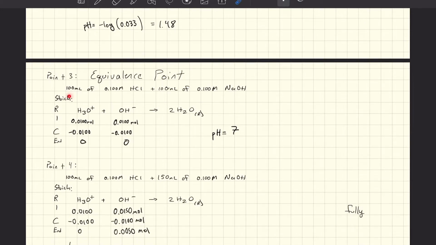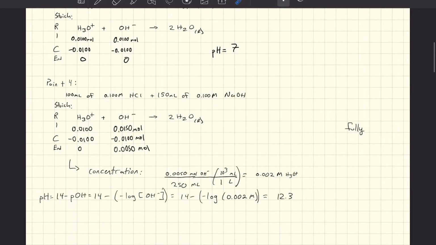Then we get to the equivalence point, when the things are present in chemically equivalent amounts, so equal moles of each, which for these two solutions is 0.0100 moles. We end up with nothing, so pH is 7. Point 4, we've now gone past our equivalence point.